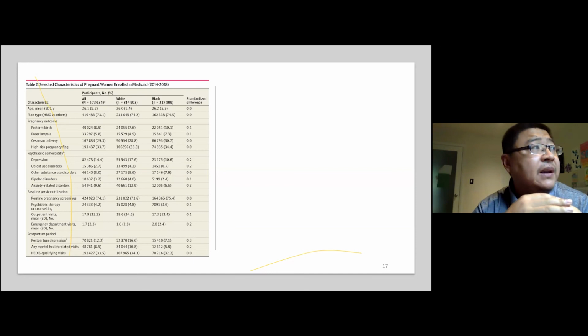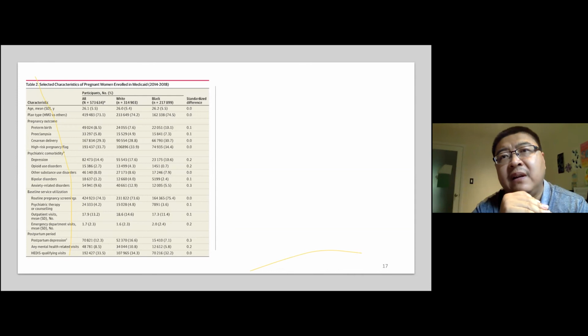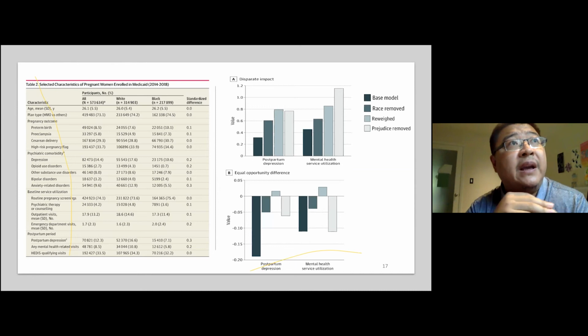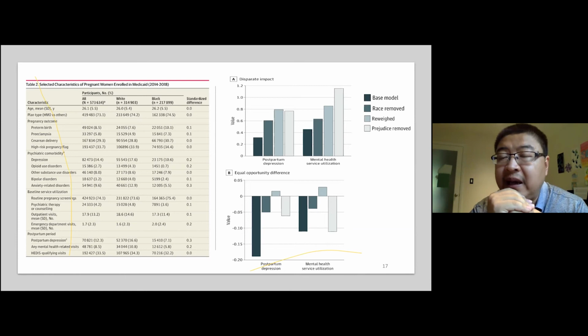And this is the data they use in the paper: women enrolled in Medicaid from 2014 to 2018, and some summary statistics of the patients, from which you can clearly see the likelihood for white females to suffer from mental health problems or postpartum depression is much bigger than Black women. And then, as I said, they investigated different model adjustment mechanisms to see if the algorithm disparity can be reduced.